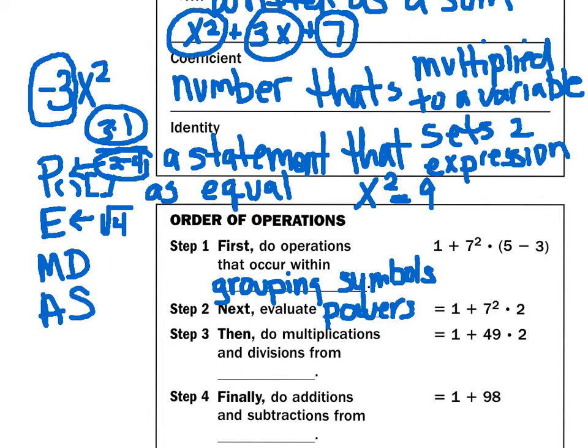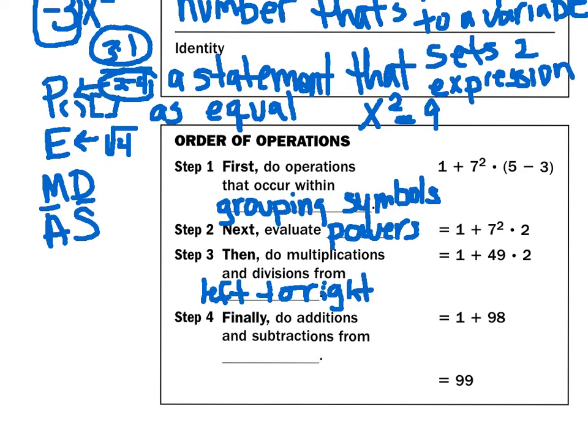Okay, then step 3, then do multiplication and division from left to right. Don't go through and do all the multiplication first and then all the division. That's why we write these on the same line together. We do multiplication and division just like we're reading the numbers in a sentence. And then finally, do all the addition and subtractions again from left to right.